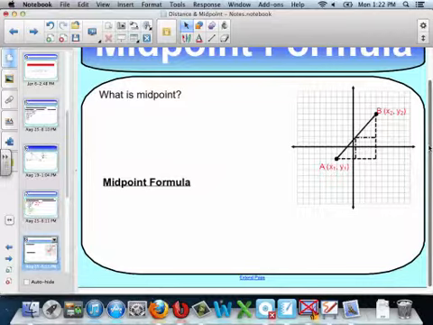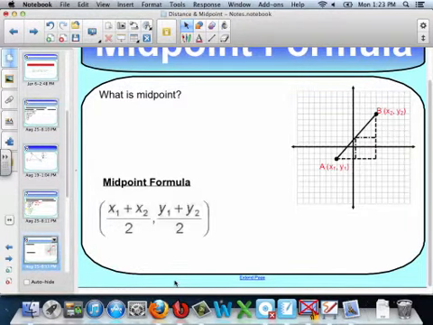It's actually the average. How do we find the average of 2 numbers? Add them up and divide by. Okay. So if I want to figure out the average between this x1 and x2, how many do I have? 2. So guys, all midpoint formula is the average of the x's and the average of the y's. That's it. x1 plus x2 divided by 2. y1 plus y2 divided by 2.